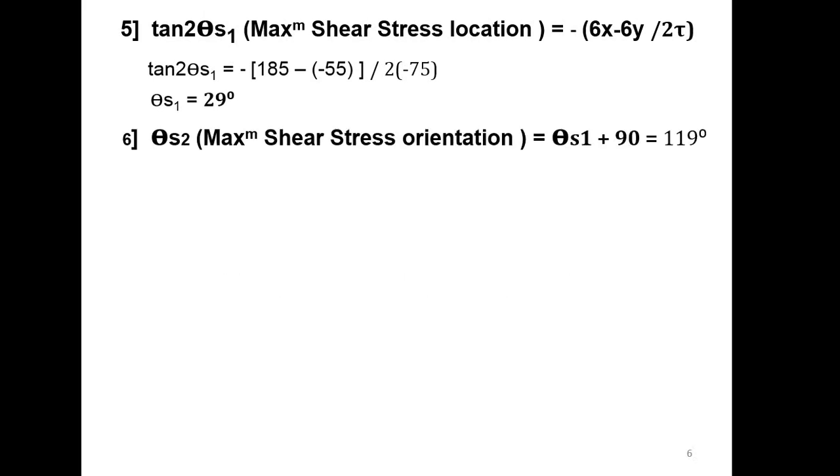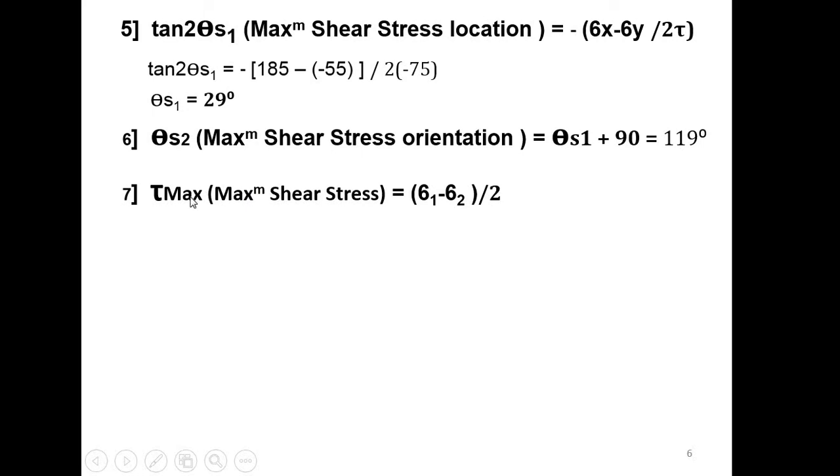Then as per the given statement, we need to find out the maximum shear stress orientation or location. The formula for that is tan 2 theta s1 equal to minus (sigma x minus sigma y) by 2 tau. Similar to the major principal plane and minor principal plane, there are two maximum shear stress planes. So to find the other maximum shear stress plane, the formula is theta s1 plus 90. In this way we get the values for theta s1 and theta s2.